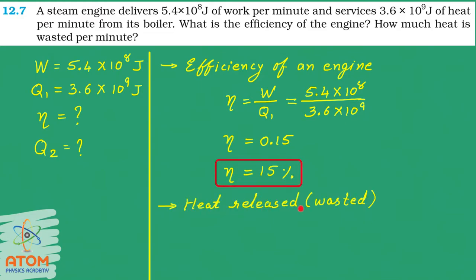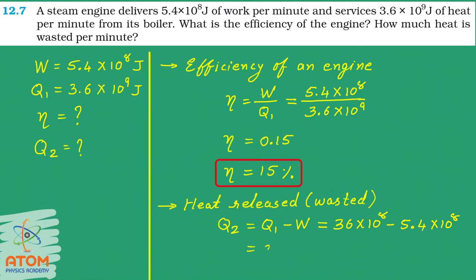Next, the heat released or wasted is Q2, and Q2 is Q1 minus W, right? Because Q1 is Q2 plus W, so Q2 is Q1 minus W. Now Q1 is 3.6 into 10 raised to 9, so I can write 36 into 10 raised to 8 minus W, which is 5.4 into 10 raised to 8.